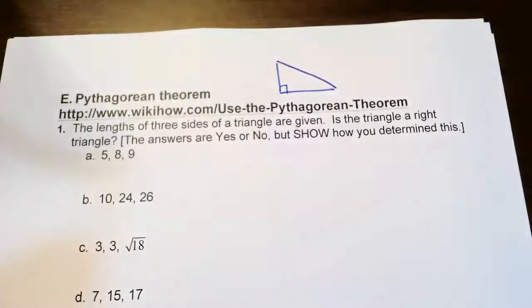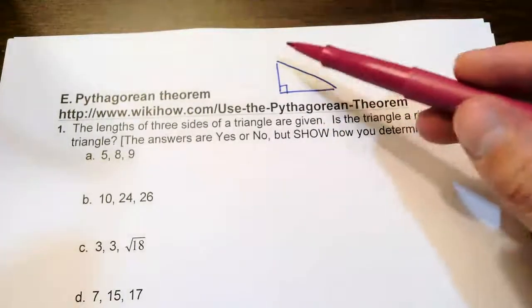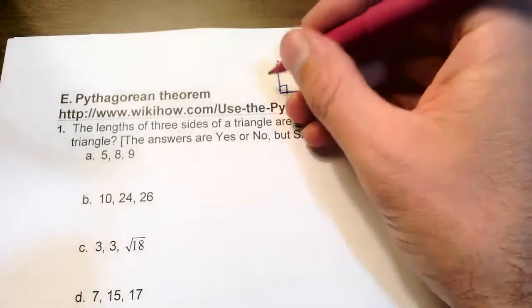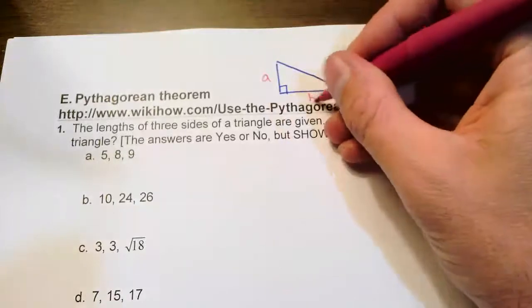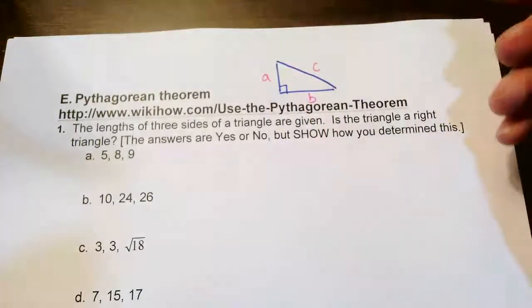All right, we're going to go over some of these problems from page E of the AP Prep Geometry Summer Homework. This one is about the Pythagorean Theorem. The Pythagorean Theorem applies to right triangles. Anytime you have a right triangle, the side lengths will always follow this relationship.